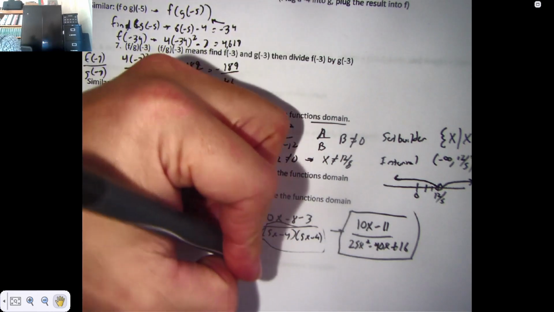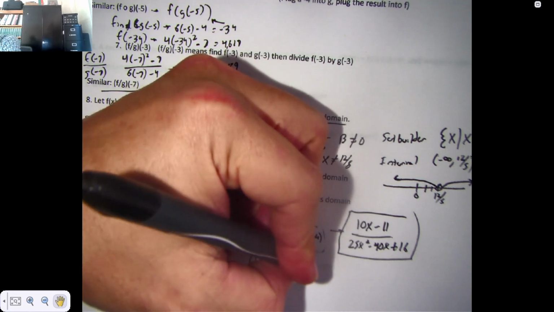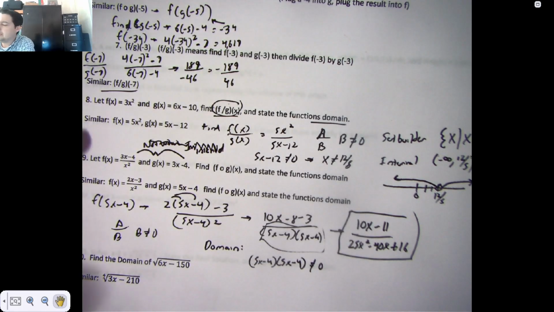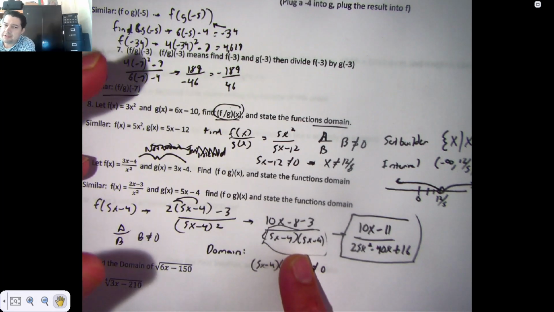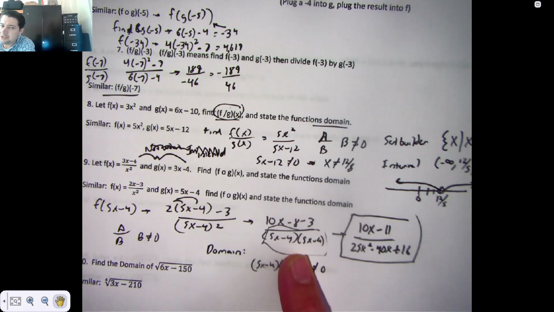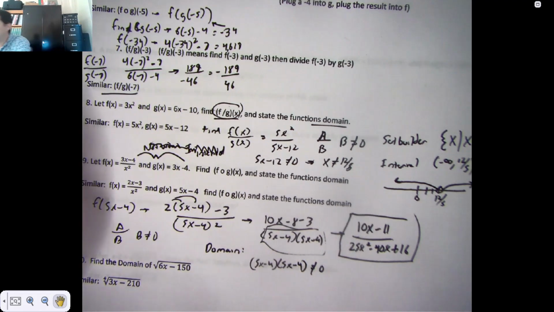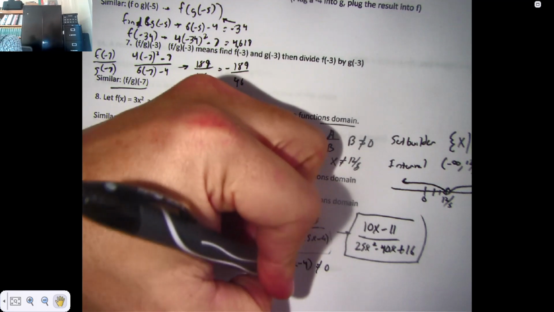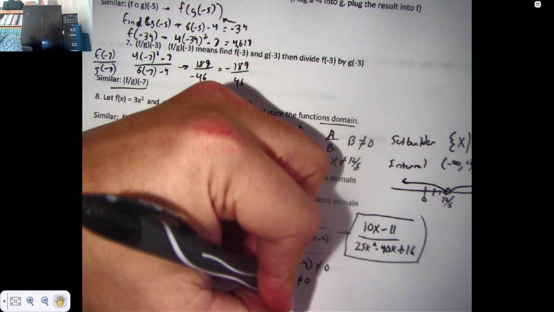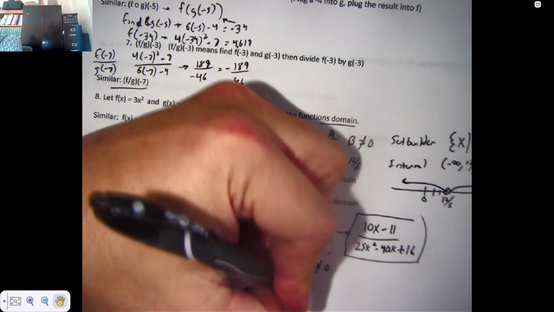For the domain, I would say 5x minus 4 times 5x minus 4 is not 0. And then I'd use that cover-up technique that I've been talking about with you since August. Either this is not 0 or that is not 0. And they're the same thing. So 5x minus 4 is not 0, which means that x is not 4/5.